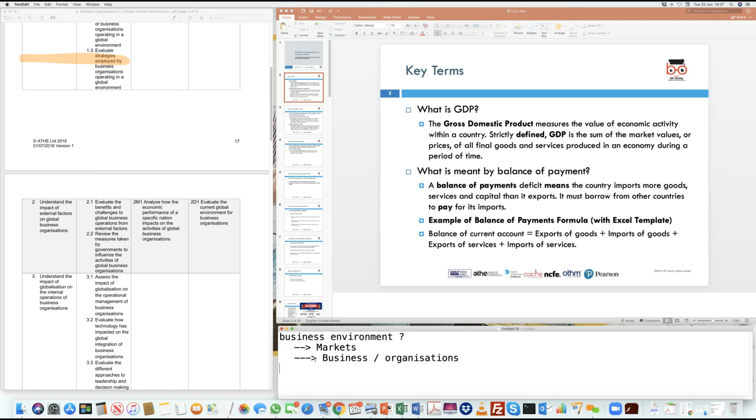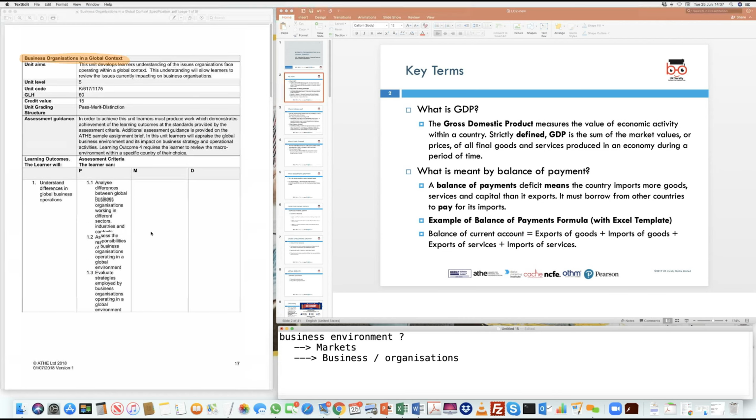And this can lead to businesses doing well and making profits, or it can make the business less profitable. Sometimes you will see a business goes into the red, or loss. And if it goes into profit, it goes into the black when it starts to make money. So let's look at some of these key terms which we have to cover in learning outcome 2.